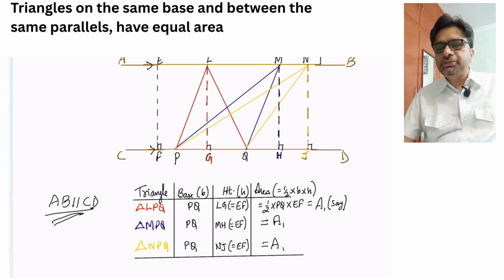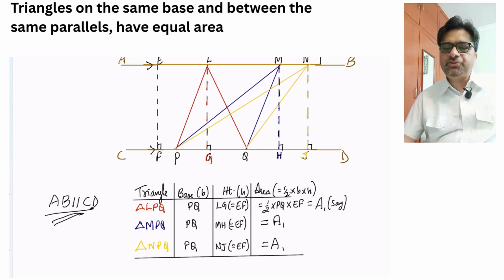Let's see how. So in this case, we are talking about three triangles, LPQ, which is the red triangle that you see here. And then we have a blue triangle, MPQ, and then a yellow triangle, NPQ. So LPQ, MPQ, and NPQ are our three triangles. You would see that they all have a common base. PQ, PQ, and PQ. So up until here, there is no complication. Everything looks absolutely perfect.